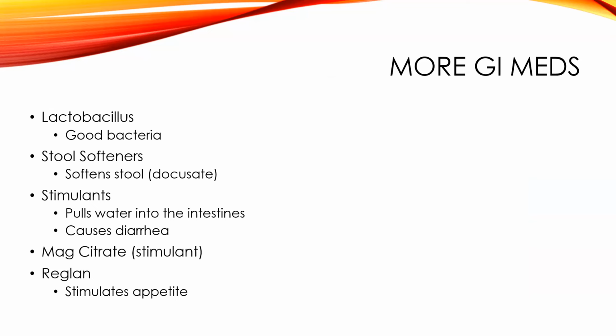So, more GI meds. Again, you're going to have in Canvas a list of GI medications, and we will go over those in class and in lab. But here's kind of a quick breakdown. So we've got lactobacillus, which is good bacteria. We've got stool softeners such as Dulcolax, stimulants. We'll cover mag citrate, and we'll cover Reglan, which will stimulate appetite. And again, I want you to know the med list in Canvas for the GI portion of it.